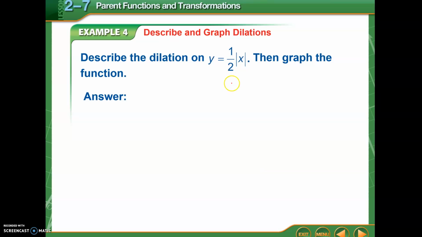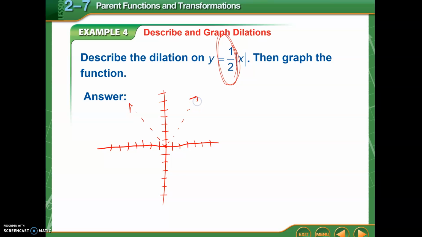Right? So now we're going to look at some dilations. Dilations then, if this is less than 1, it's going to make it wider. So the parent function normally goes up 1 over 1. My new function is going to go up 1 over 2. So it is wider because this is less than 1. And it's not flipped because it's positive.